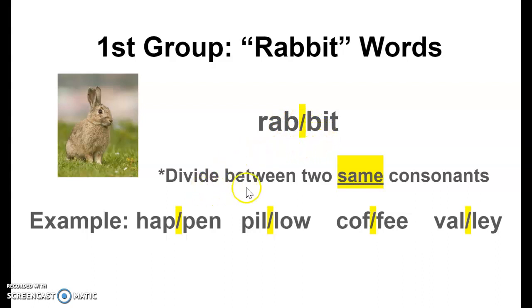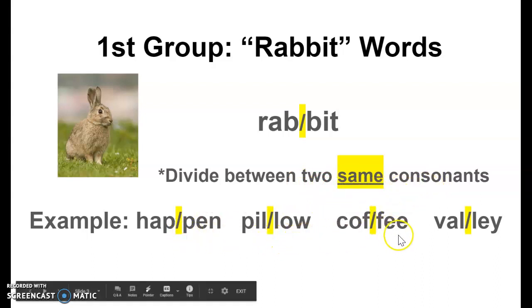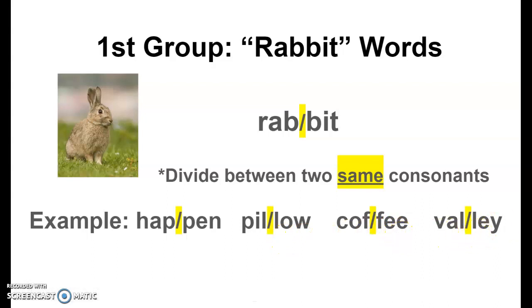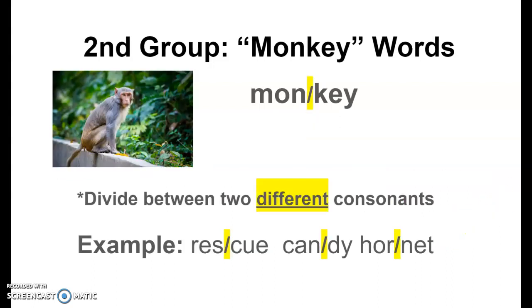So you're going to divide between two of the same consonants. So for example, happen, pillow, coffee, valley, they all have the same two letters, two consonants in the middle of the words between the syllables. So we're just going to chop it in half. Sometimes we call that chop suey.